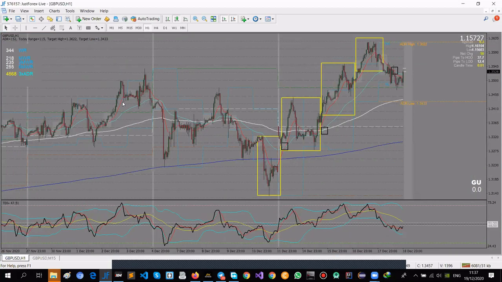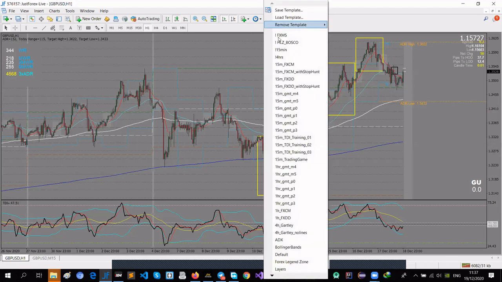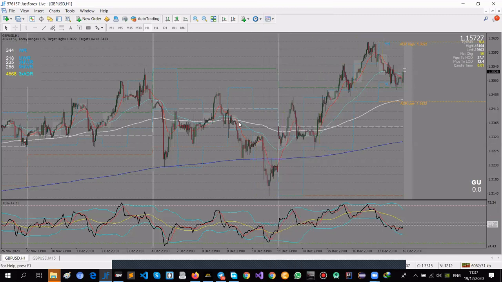This time this is on GU, many people's favorite pair, and my mentor's favorite pair, Steve Mauro. As you can see right here, the perfect levels that I had laid out, but then I'm going to remove all of it and start afresh.